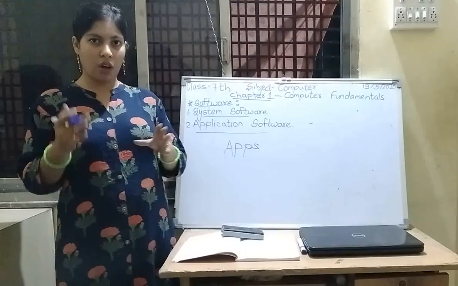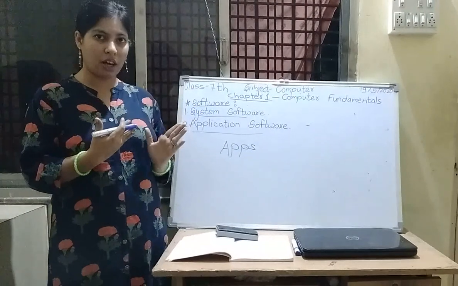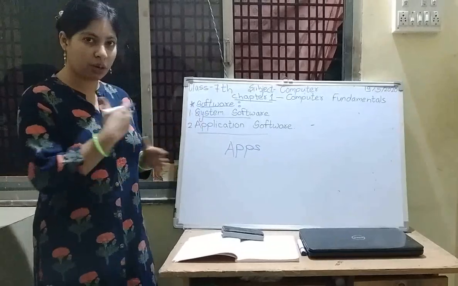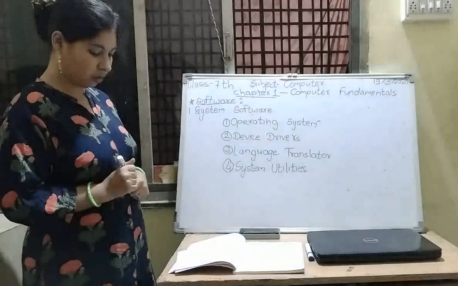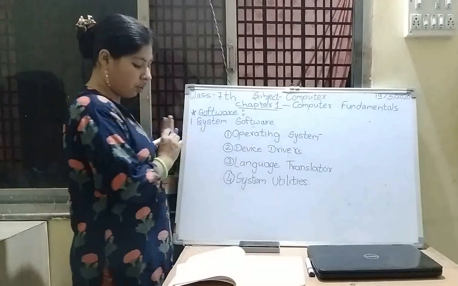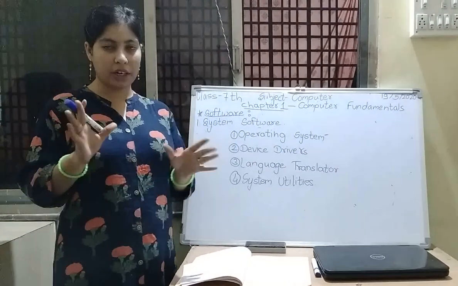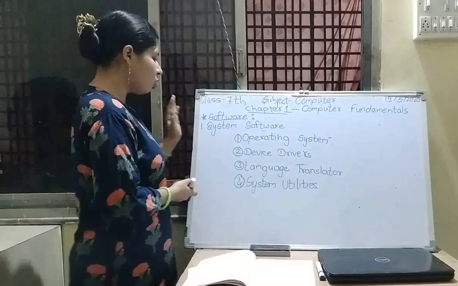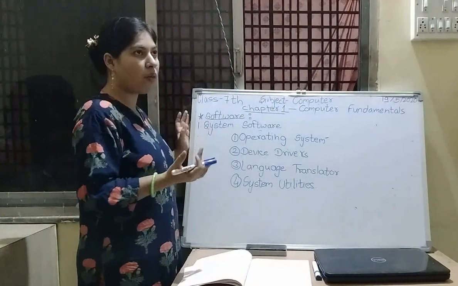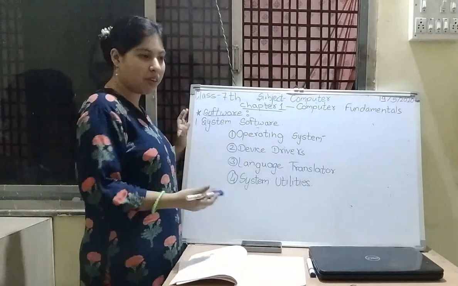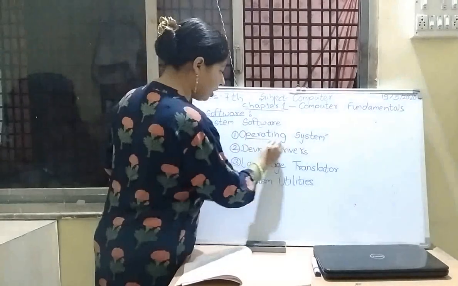Okay, so now going with the first form of software, that is the system software. We are going to see its types. As I told you, system software is a software which controls the operation of your computer, of your devices, of your machine. So in system software there are different types which are required in every machine. First one is the operating system.